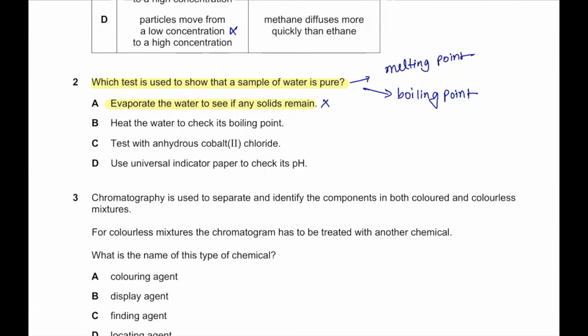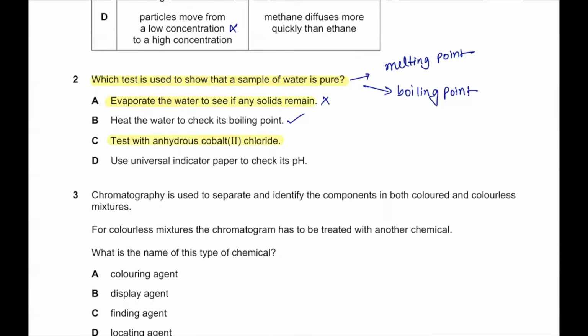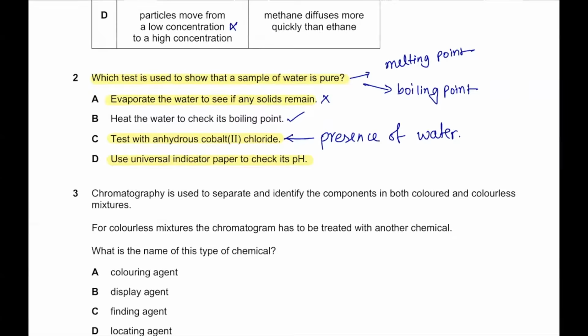Heat the water to check its boiling point. Definitely, checking boiling point is the best method. Test with anhydrous cobalt(II) chloride. Well, testing with anhydrous cobalt(II) chloride only gives us the test for the presence of water. Remember that this is only for presence of water, so it definitely cannot be used as an indication for purity of water. Use universal indicator paper to check its pH. We know that pure water has a pH of 7. However, many things can have a pH of 7. So not a good way of doing it. So we can also cross this particular method out. So definitely B is the correct answer.